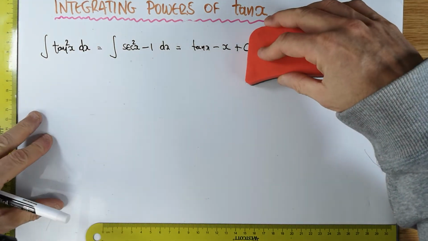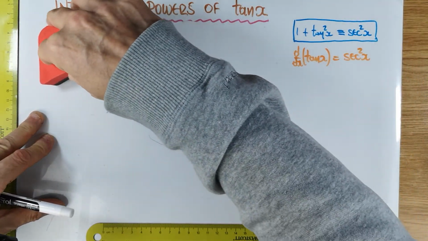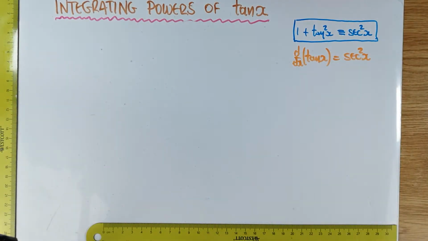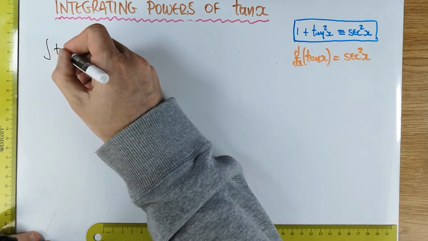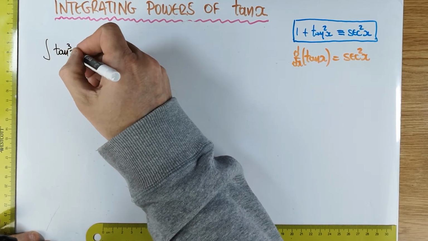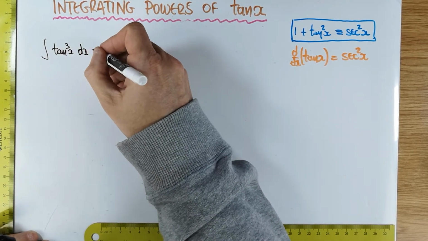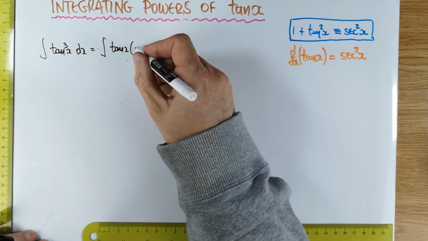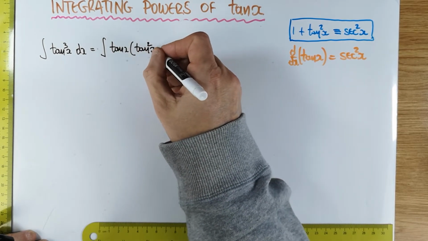Okay, let's look now at the tan cubed of x. So that's number 3. All right, tan cubed. What can we do with this particular one? Tan cubed of x dx. We're going to write it as a tan of x times a tan squared of x.